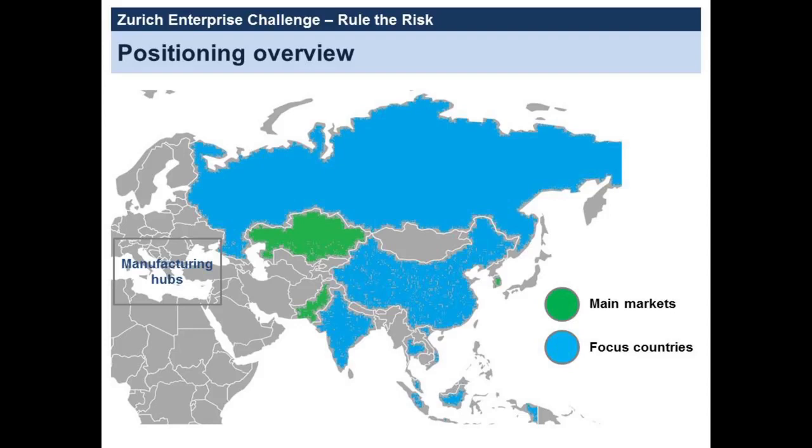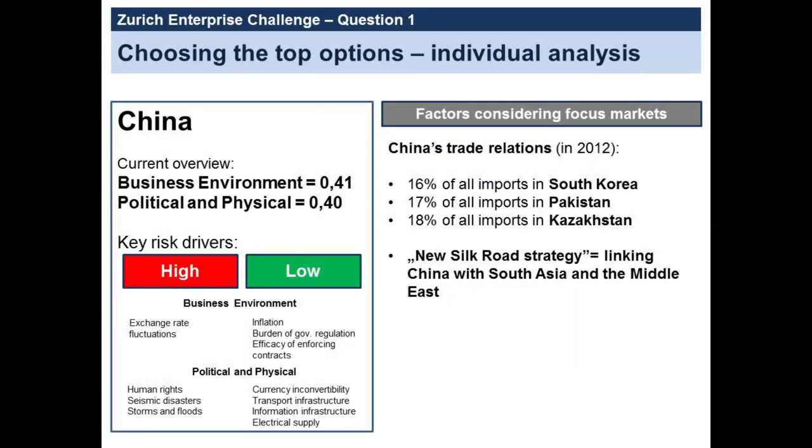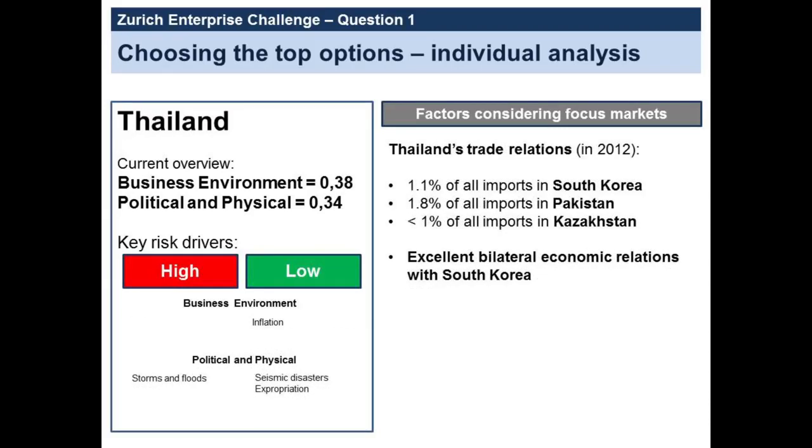supply chain. So, for China, the relatively high risk that should be mitigated is the risk of exchange rate fluctuations. China has a low risk level in transport infrastructure and can further improve on it with the new Silk Road strategy. While for both China and Thailand, the high risk of storms and floods should be mitigated if possible.